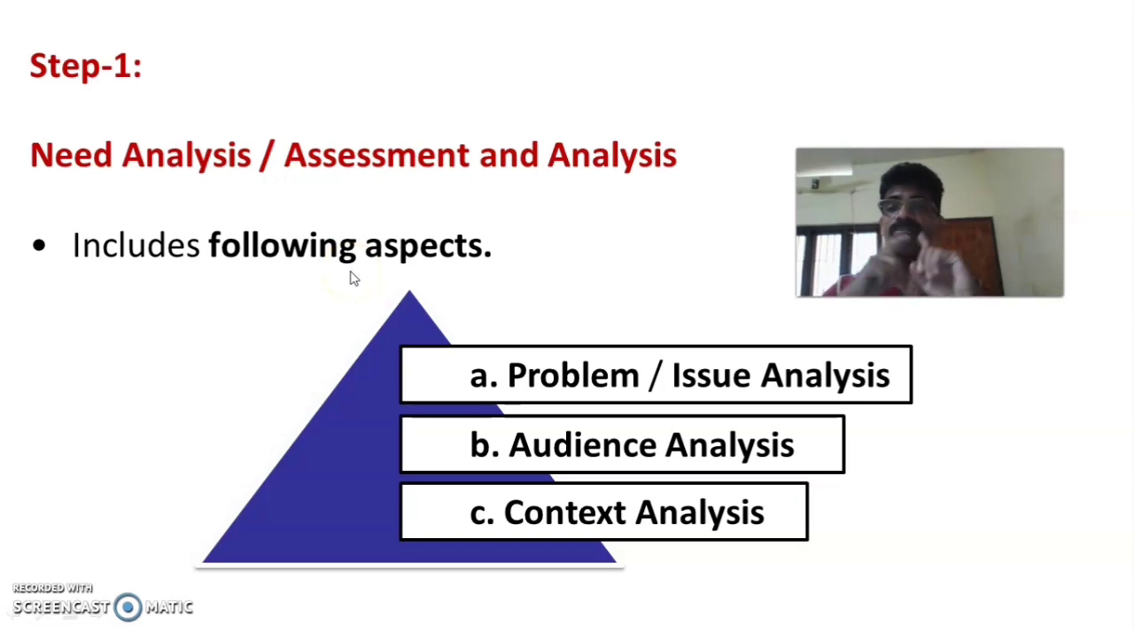So there are mainly 3 important aspects or steps in the first step of need analysis. That includes a problem or issue analysis among the people or individual, family, community. Then audience analysis. Here we have a particular group to change the behavior. So those people are called audience or target audience. So that is analysis of the audience, and last one is analysis of the context, situation analysis. Okay, so these are the 3 important steps under need analysis or assessment analysis, that is problem or issue analysis, audience analysis and context analysis.